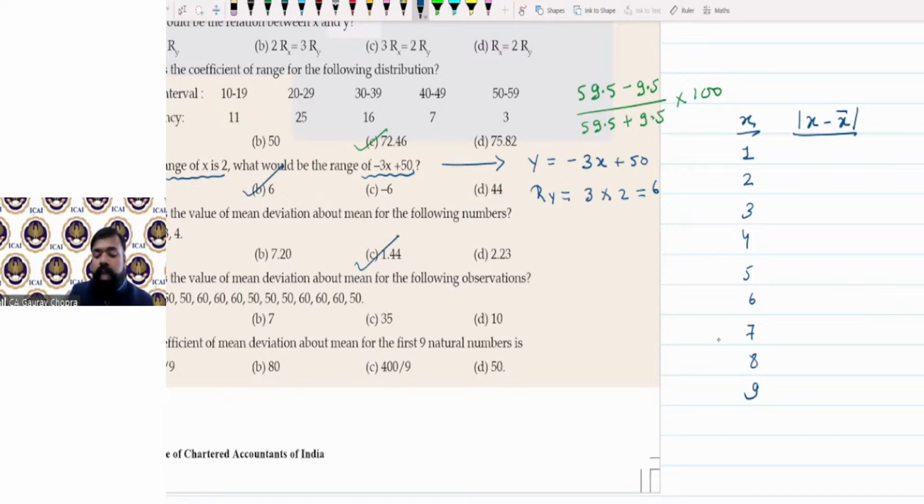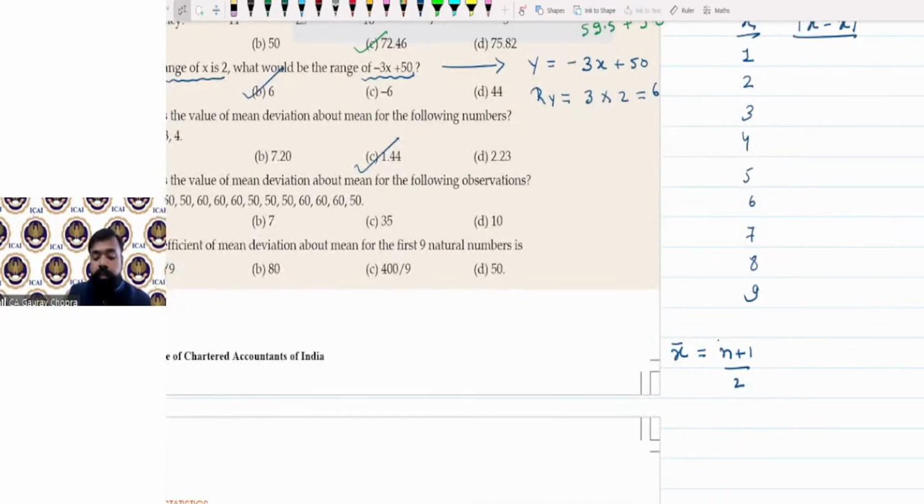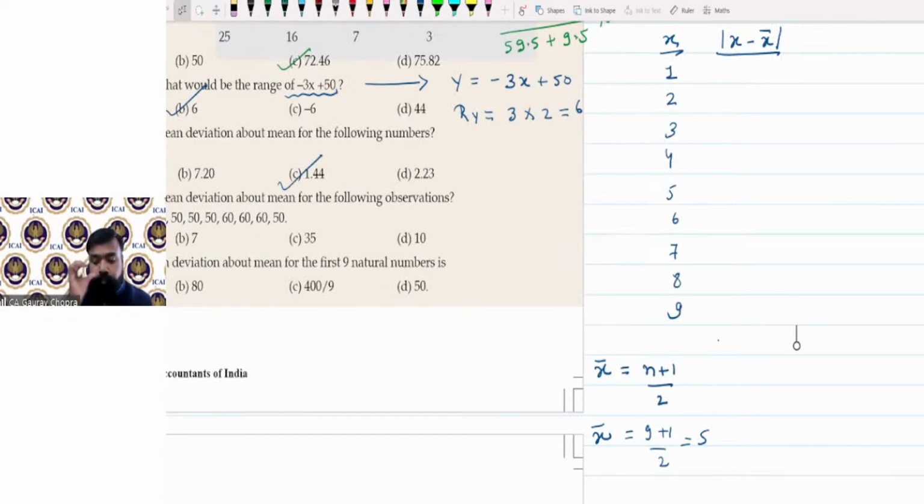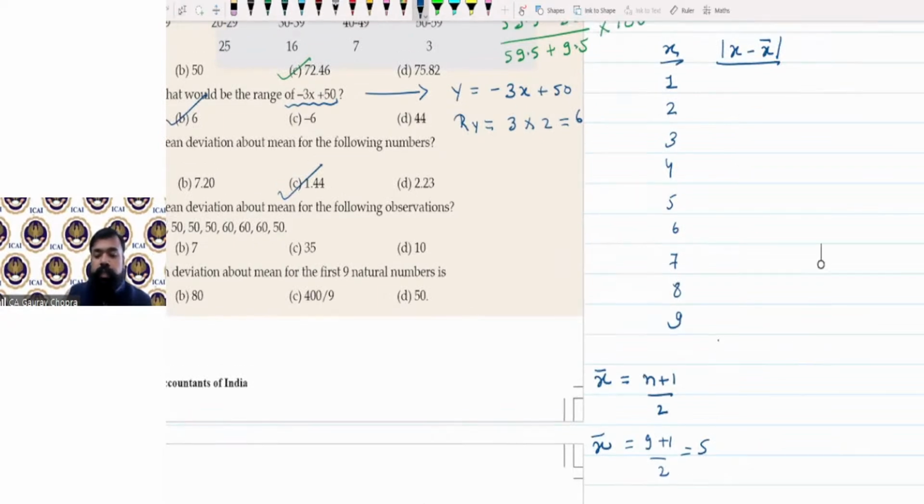So what is x bar? In case of natural numbers, the formula for calculation of mean is very simple: n plus 1 by 2. You will get the mean. So 9 plus 1 by 2, that is 5. So 5 is your arithmetic mean. Now you can take the deviation from 5.